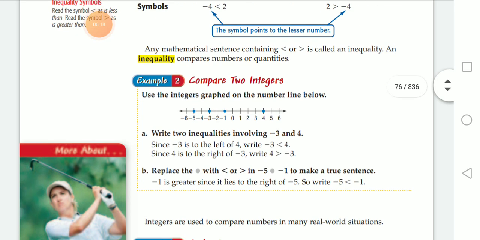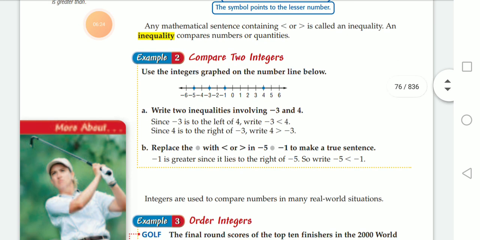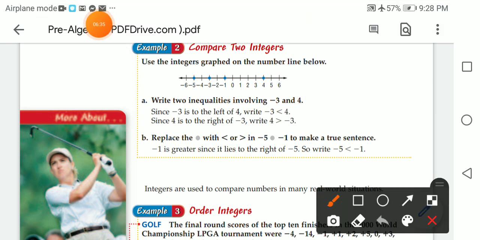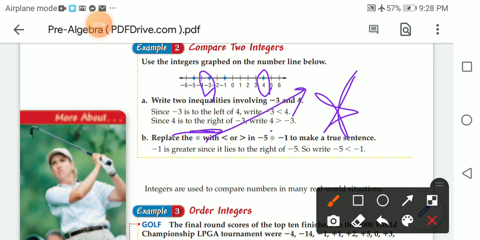Example 2. Focus. Compare two integers. Use the integers graphed on the number line below. Write two inequalities involving negative 3 and 4. Let's mark this together. Negative 3 and 4. Where's 4? Here it is. As I told you, from left to right, the right is greater. So since 4 is to the right of negative 3, 4 is greater than negative 3. Excellent. And an easy one.